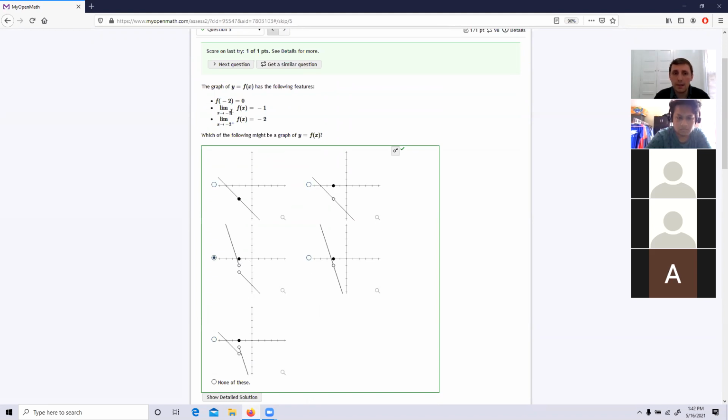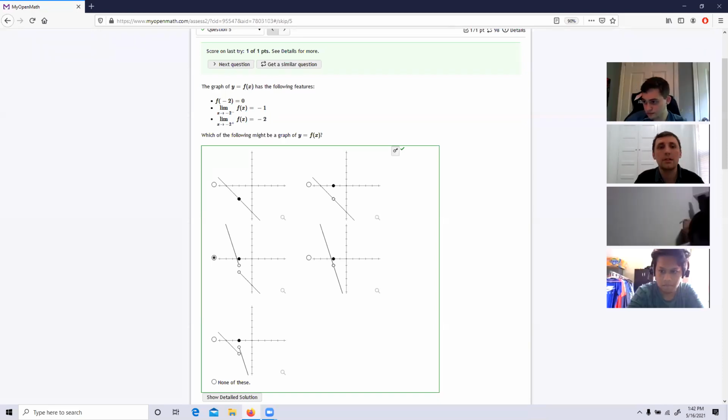Then I see the limit as I approach minus 2 from the left. From the left, it's minus 1. From the left, I should see minus 1 here. From the right, I should see a lower value, minus 2. That's satisfied. Over here. Everybody sees it? It's the basic limit that we did in the beginning of class.